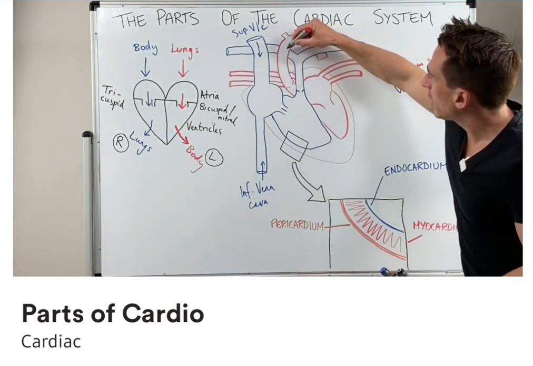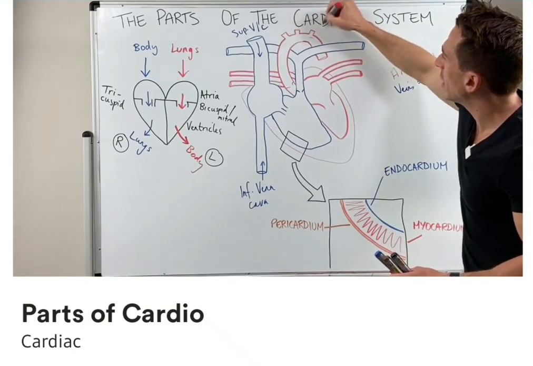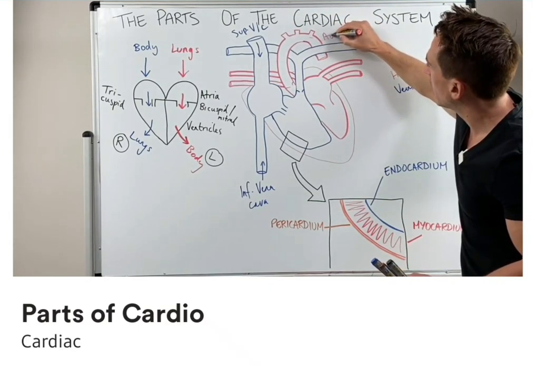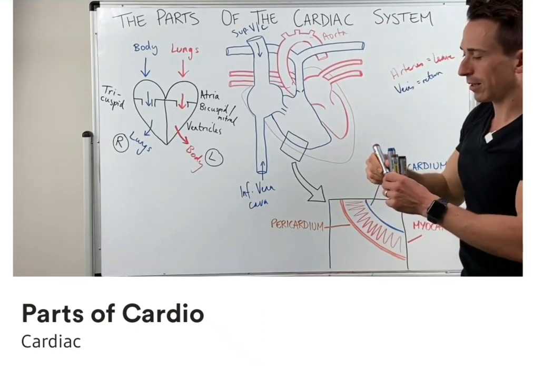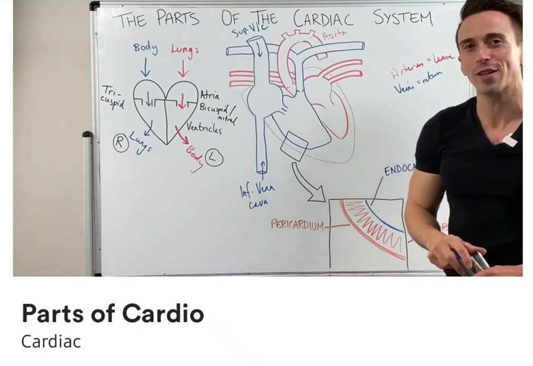When it moves up through here, this is called the aortic arch, delivers it up to the head and neck, and then down to the rest of the body. And again, this is the aorta. So this is a very quick run through of the important parts of the cardiac system.